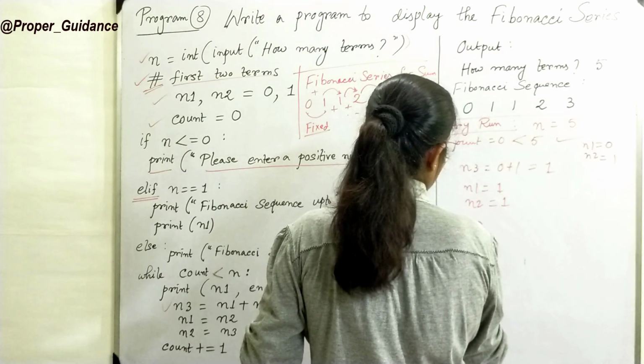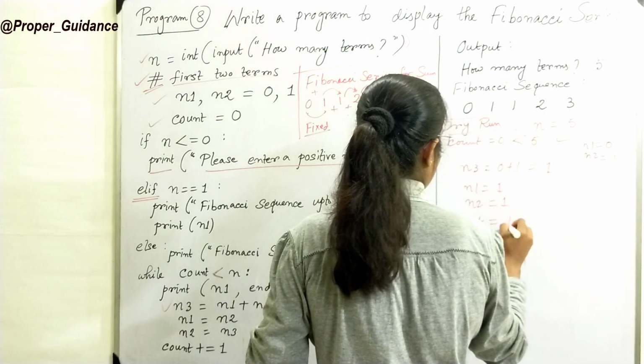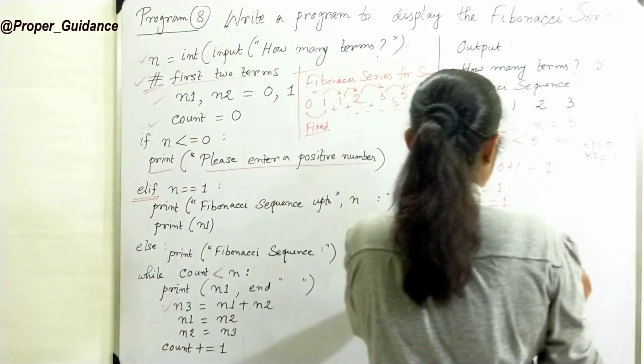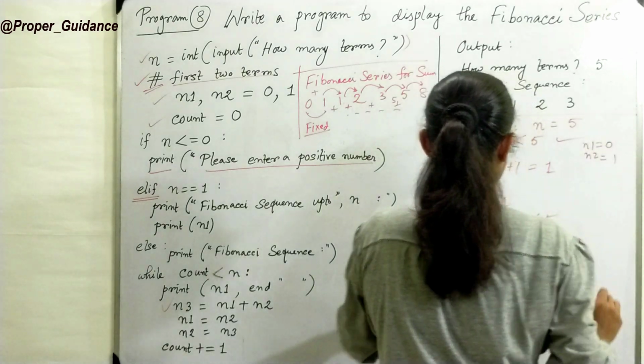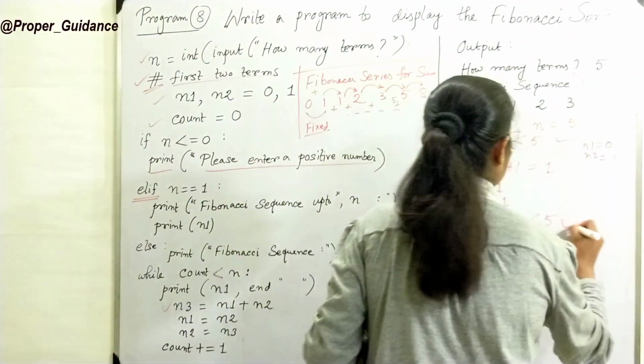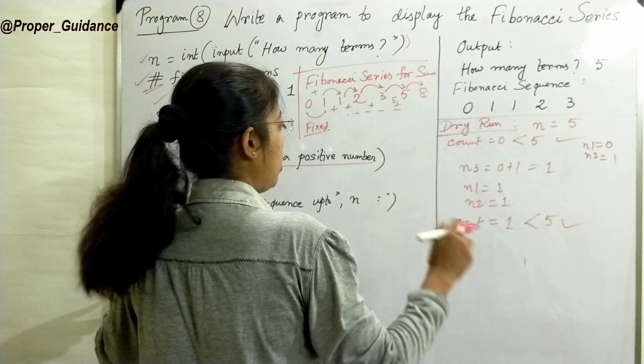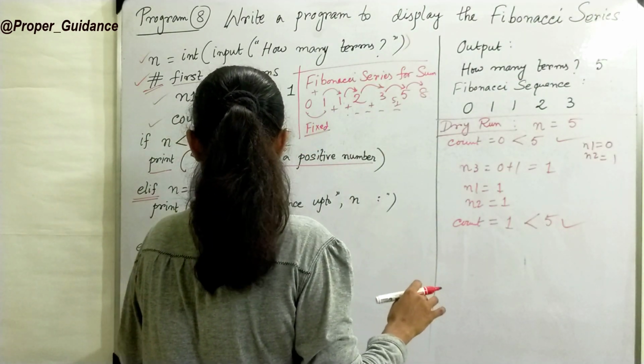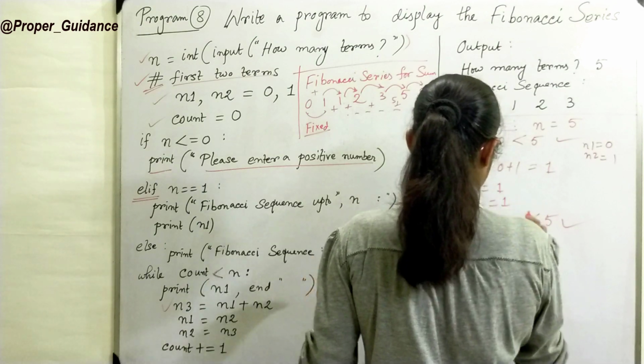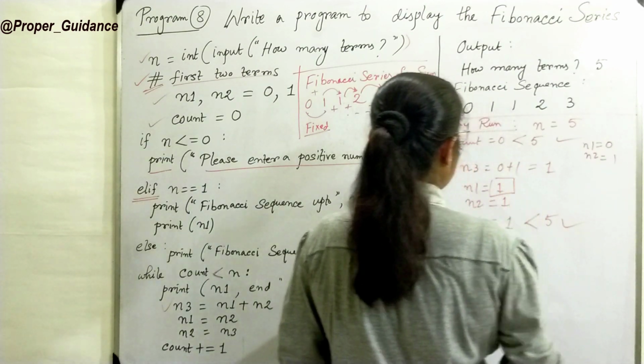Now count equals count plus 1, that is 1. It means 1 less than 5. When 1 is less than 5, the loop continues. When the loop continues, we print n1. What is the value of n1? Last n1, that is 1.